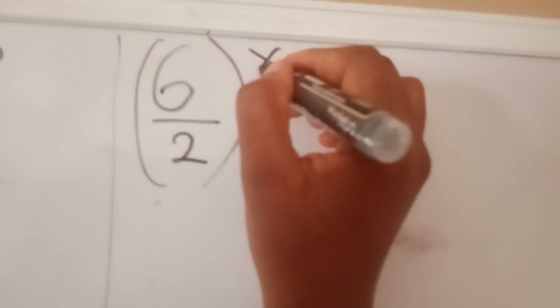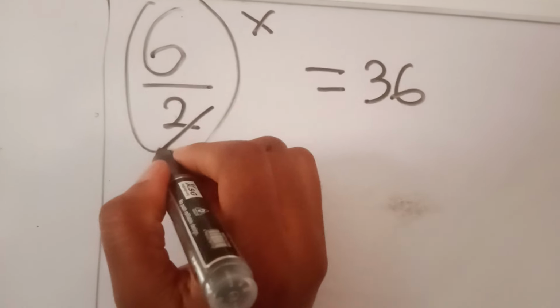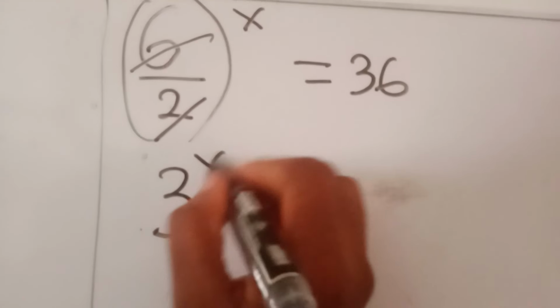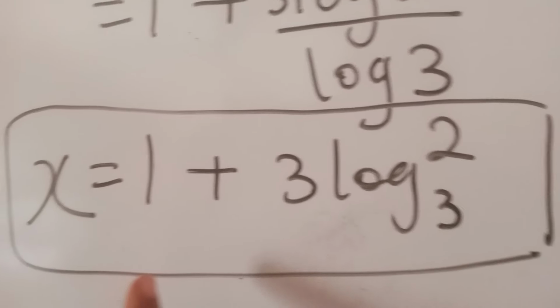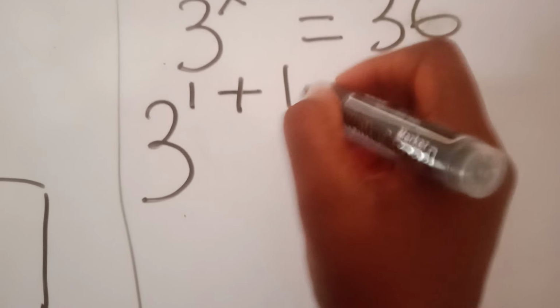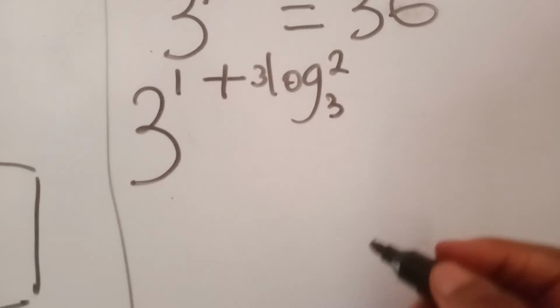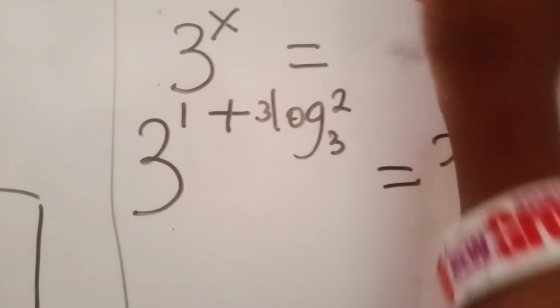So 6 over 2 all to the power of x equals 36. 2 strikes this and gives us 3. Now remember the value for x is this, so we're going to substitute that here. 1 plus 3 log 2 base 3 equals, we've divided, so we don't have 36 again, we have 24.